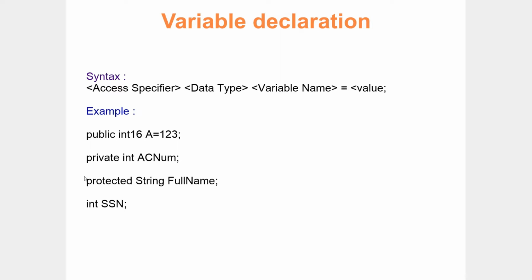Good. So I hope now you understood the variable declaration. Okay. Now we can start writing some basic examples using C#.